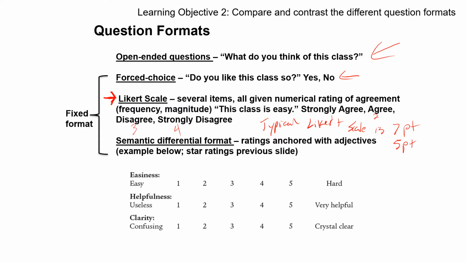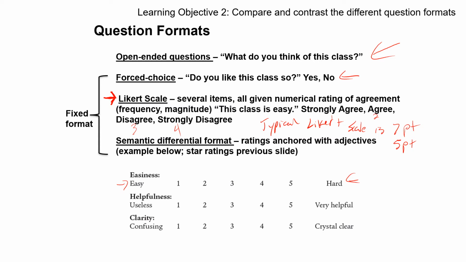Such as on one end is easy, on the other end is hard. And this is very similar to Likert, and in some ways it's similar enough that you can do this as a question format in your survey if you feel like it. I prefer you use Likert, but this is another way to do Likert scale without having each number represented by a label. You've only got the two ends represented by label.